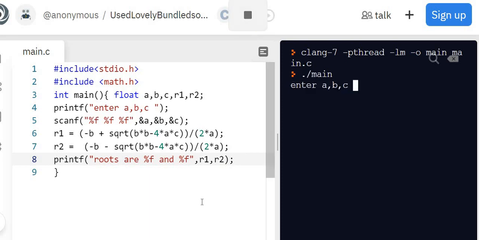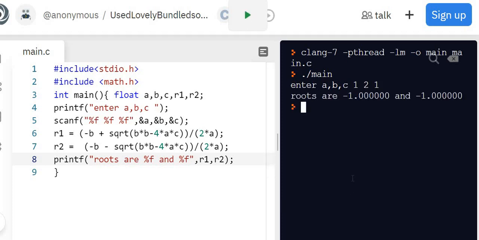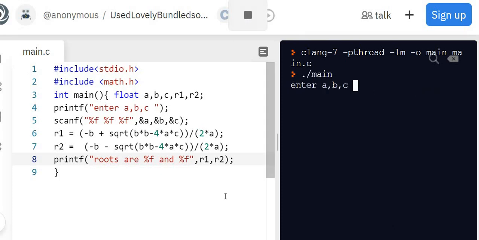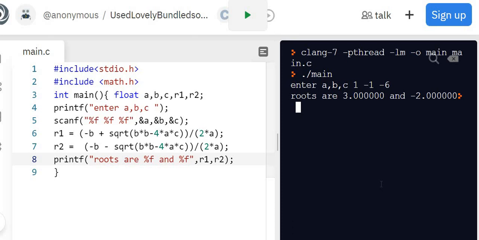So enter a, b, c. Suppose I enter 1, 2, 1, simplest equation. Minus 1, minus 1. Let me check. One more example. Suppose I give 1, minus 1, minus 6. The roots are 3 and minus 2. So in this way you can check any roots.